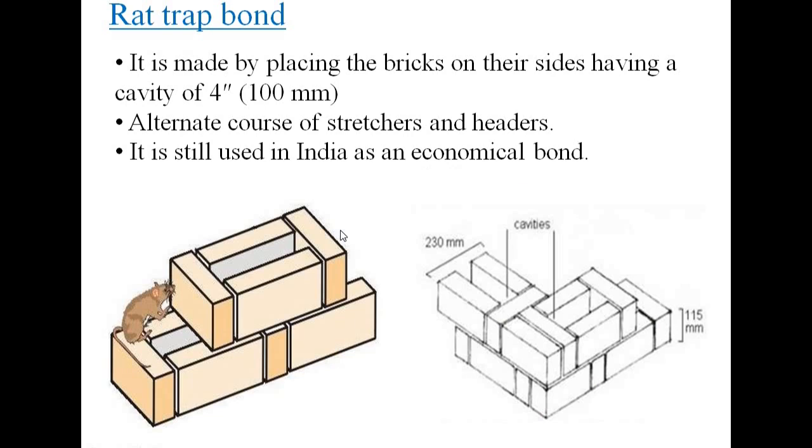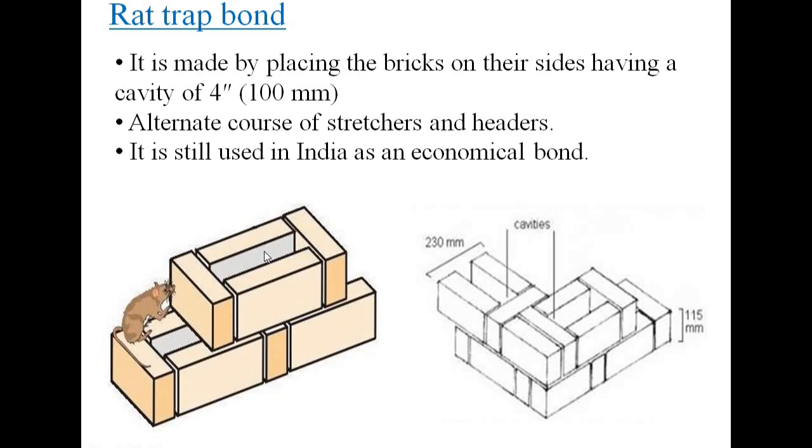So why is it called a rat trap? Because you can see here, this is the arrangement. Bricks are laid vertically, and in between the two bricks, a hollow portion is there. It looks like a trap which is provided for the rat. That's why it is called a rat trap bond.